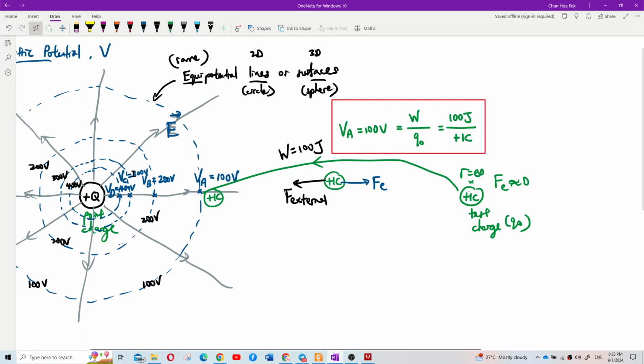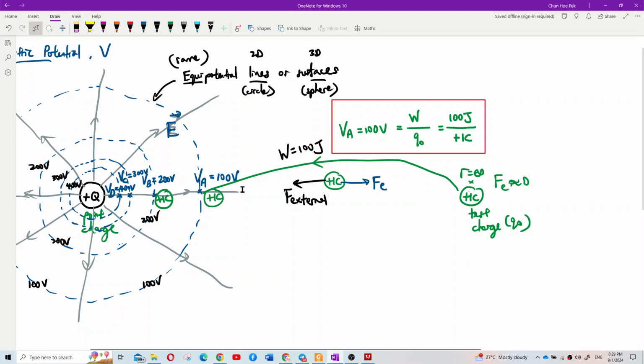Understand? Now, how about bringing the test charge from infinity to point B, 200 volt? What do you think? How much work done is used to bring a positive 1 coulomb from infinity to point B? Do you think it needs more work or less work compared to A? More work, isn't it, class? You want to bring this test charge from very far away, from infinity to point B. That means now much nearer to the point charge.